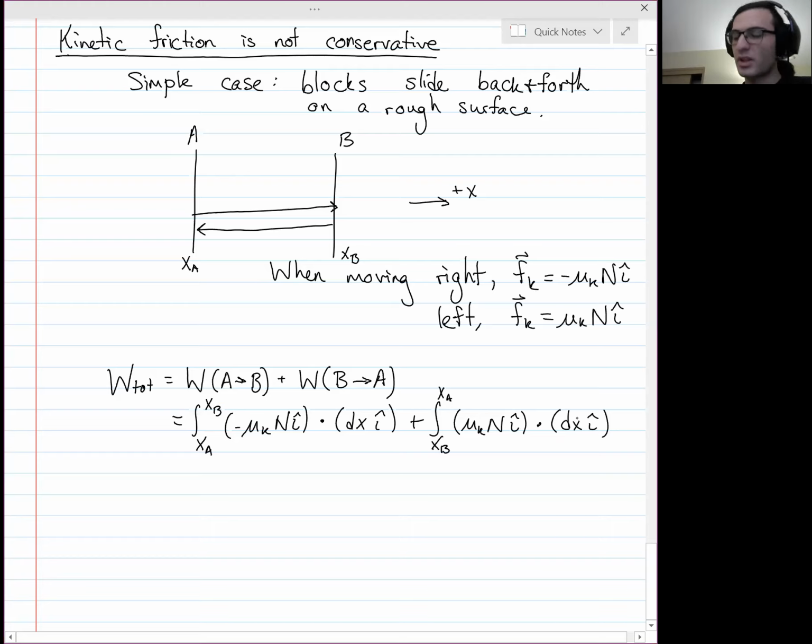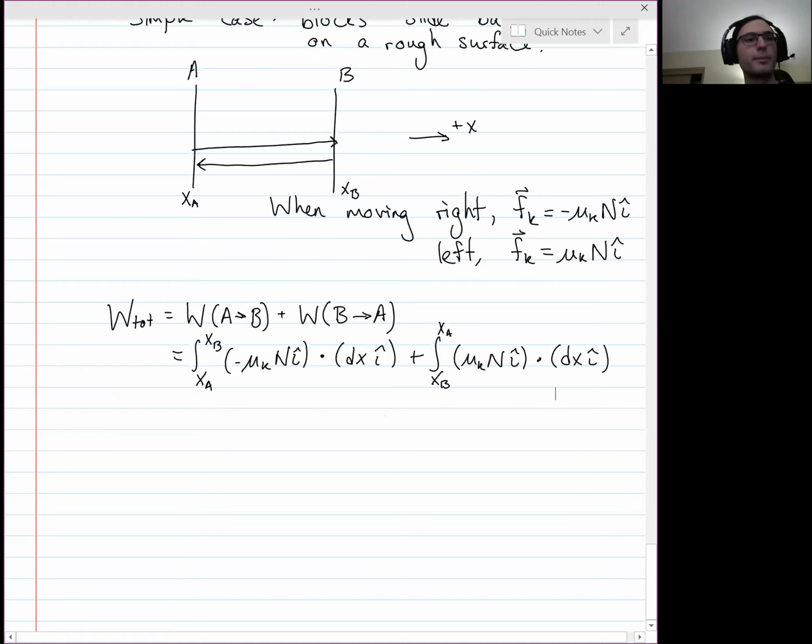The direction of the path is accounted for in the bounds here, and that's why I don't have a minus sign under this dx. I could have had a minus under that dx, but then I would have needed to flip the bounds because I would have to redefine my coordinate system. Anyway, neither here nor there. So we do this computation. The i dot i is 1, and so we get negative mu k n times xb minus xa, plus mu k n times xa minus xb.